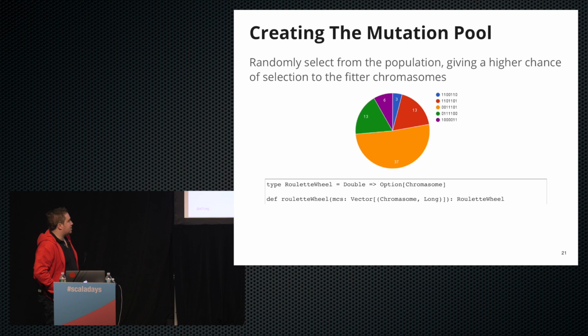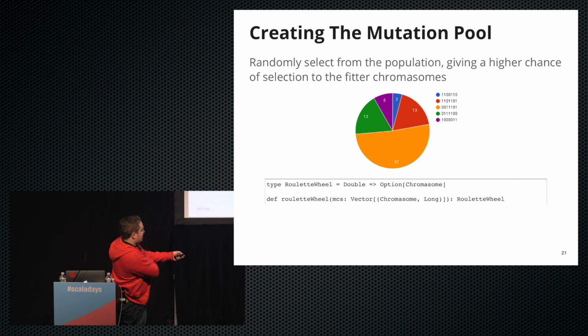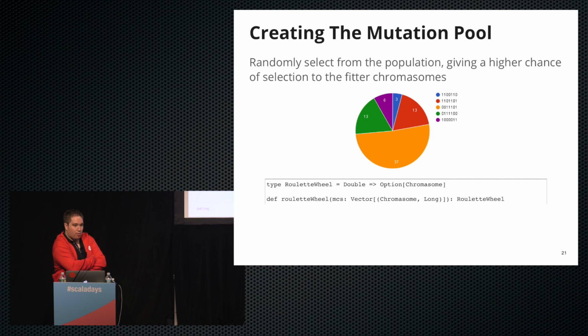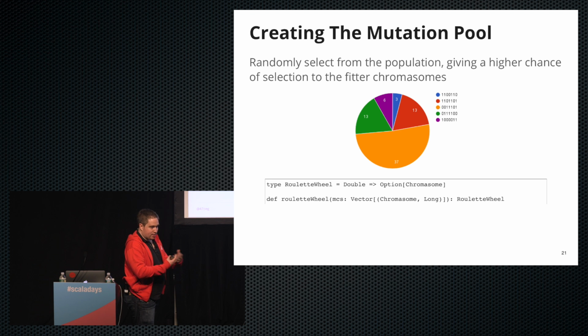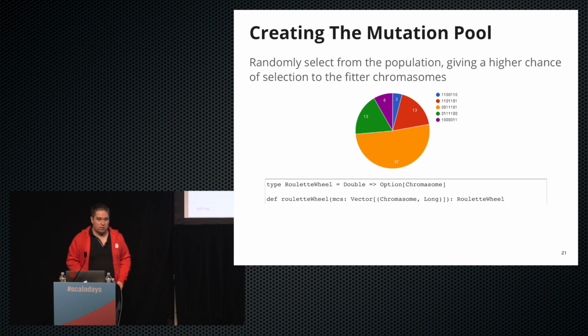So here's some type signatures for thinking about how we'd create this mutation pool. It's often called a roulette wheel, and the parameter here is our population, but we've paired it with the fitness function output. And then this returns a function itself. What this function does is it's normalized between 0 and 1. So we give it a number between 0 and 1, it works out where on the wheel that comes to, and returns that value.